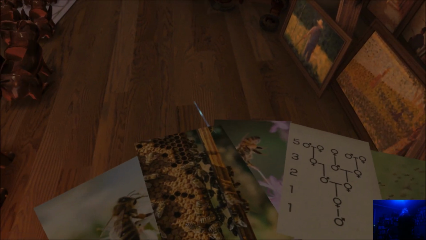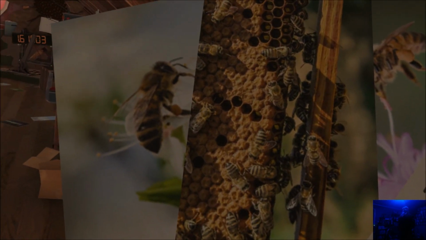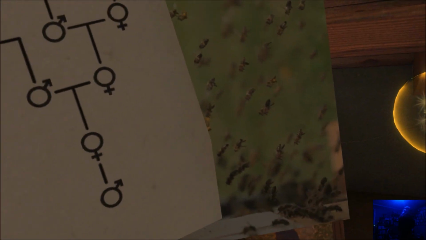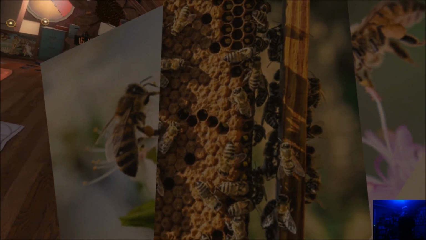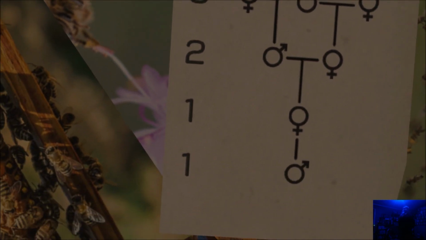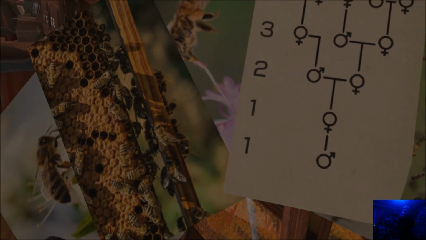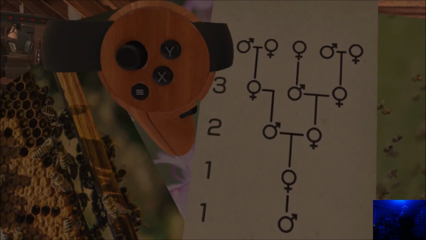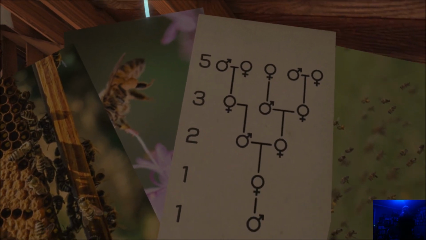Unlike human ancestry trees, where each person has 2 parents, 4 grandparents, and 8 great-grandparents, bee ancestry trees follow the Fibonacci sequence instead. So each bee has 1 parent, 2 grandparents, 3 great-grandparents, then 5, then 8, and so on.